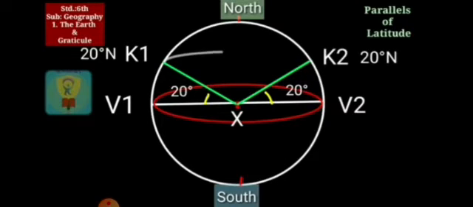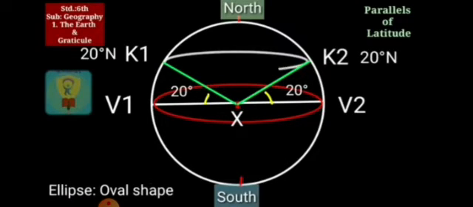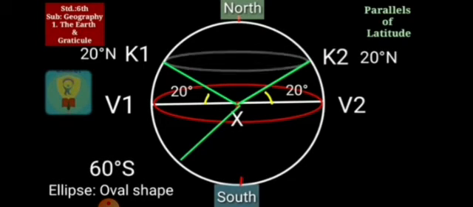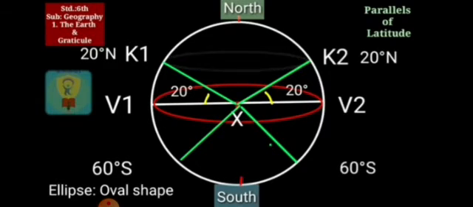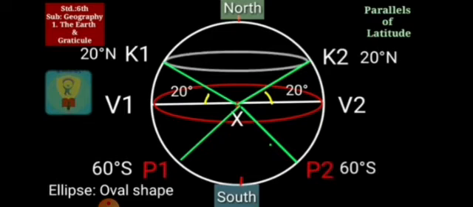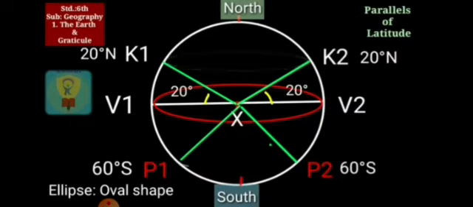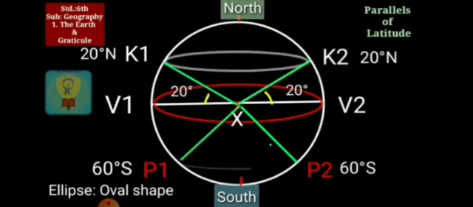Draw an ellipse that joins K1 and K2. Now in the lower half of the circle, form an angle of 60 degrees as above, and name the points on the circle as P1 and P2. Now join these points by drawing an ellipse.